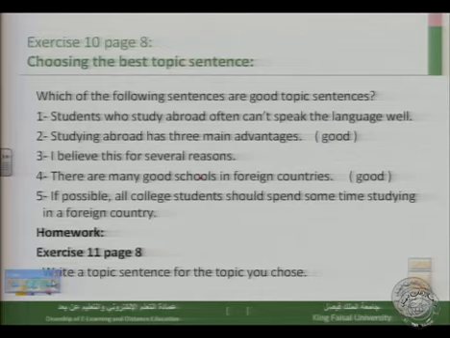We will finish this lecture today by giving you an exercise. Your exercise will be exercise 11, page 8. It's a homework in which you will be asked to write a topic sentence for the topic you chose. In fact, the first step was choosing the topic, and I asked you to choose between the advantages of a large college or the advantages of a small college. And now I am asking you to write your topic sentence for the topic you chose. This is your homework for next time.